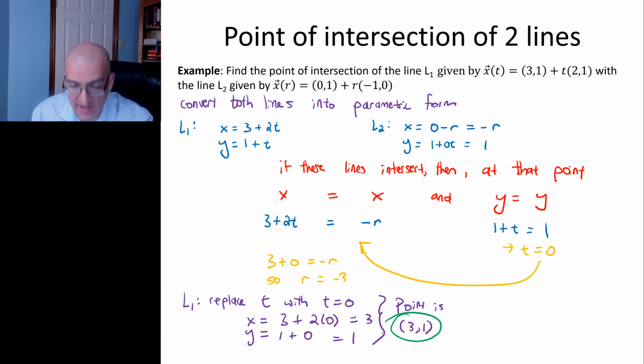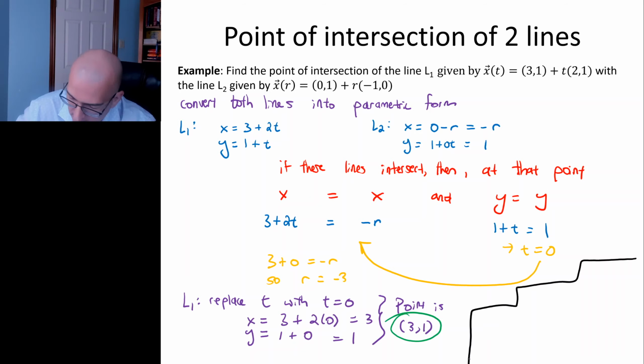Now you should be asking yourself why we didn't do anything with r. It looks like it's half solved. Well, I'll show you what we can do with r. It's not necessary, but what we can do is double check.